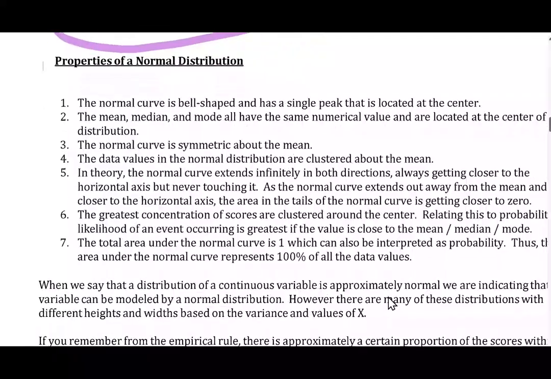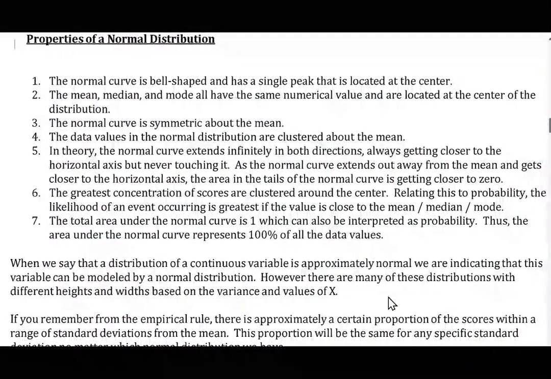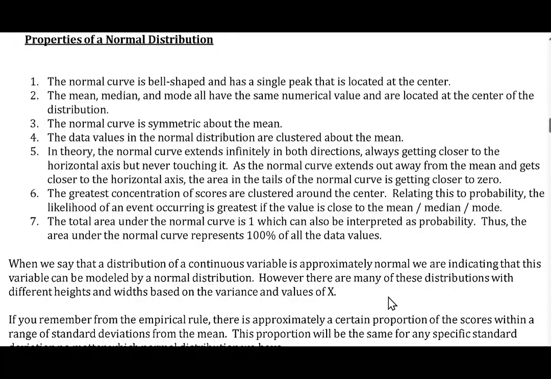All right, so important properties of the normal distribution. Any graph that has these properties can be approximated by the normal distribution. The first thing is that the normal curve is bell-shaped and has a single peak located at its center. The mean, the median, and the mode all have the same numerical value and are located at the center of the distribution. Because the mean, the median, and the mode all have the same value, the graph is symmetric about the mean. The data values in the normal distribution are clustered about the mean.